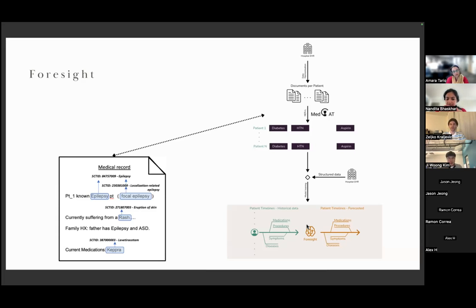If the concept is really historical, we have the meta annotations, the contextualization from MedCat, which tells us, oh, this is a historical concept, so we know not to add it at the current time point.